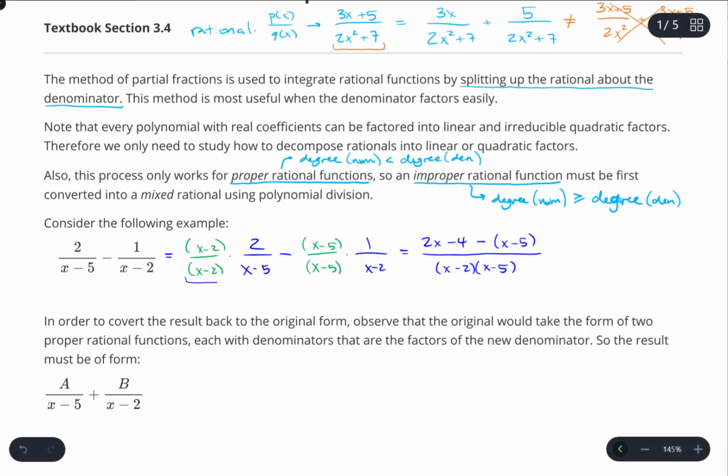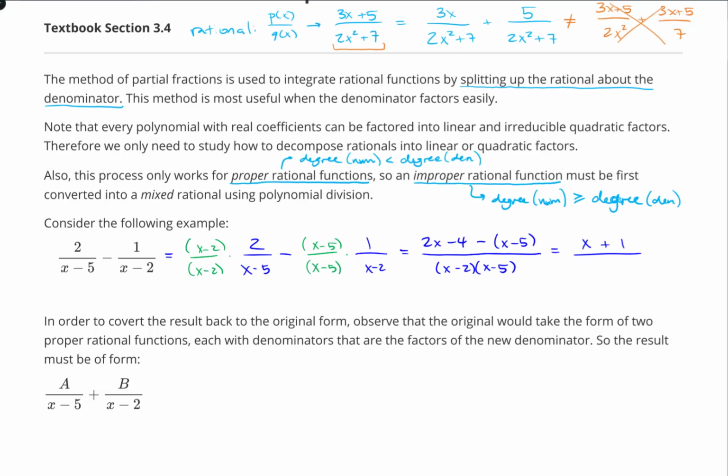And if you'll notice, it would be the same denominator in both of these fractions, so I can go ahead and combine that into a single fraction, and that's what I've done here. There is a little bit more reducing I can do in the numerator, and I could make this x, let's see, this will be negative 4 plus 5, so x plus 1, all over. Then this denominator, I'm going to go ahead and multiply out. It's going to be x squared minus 7x plus 10.